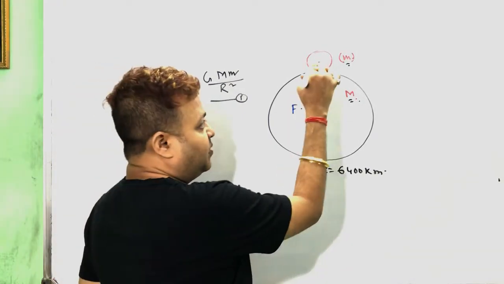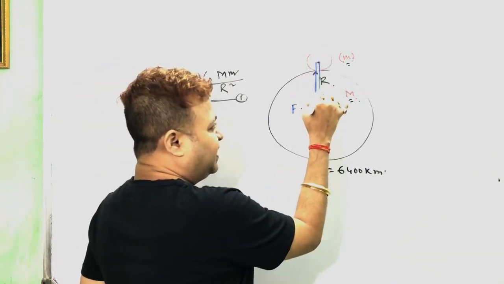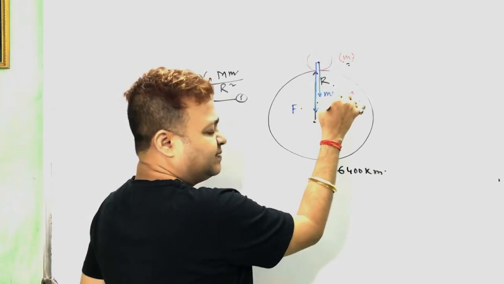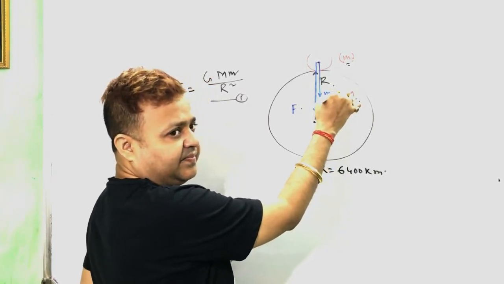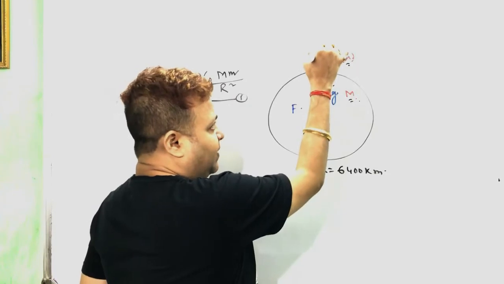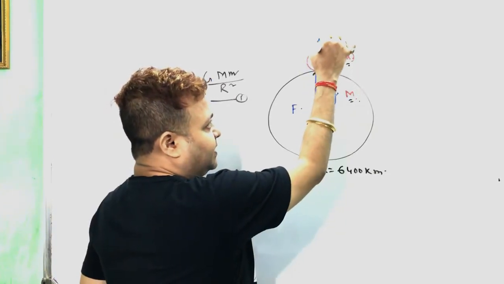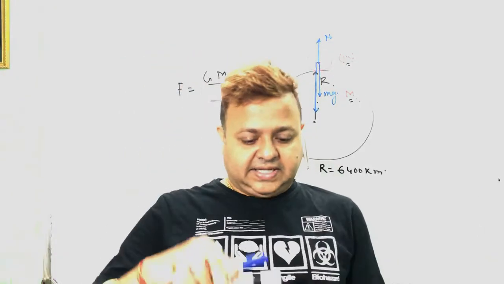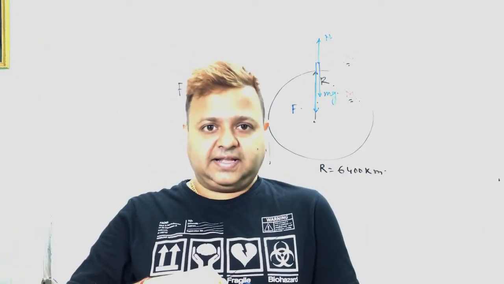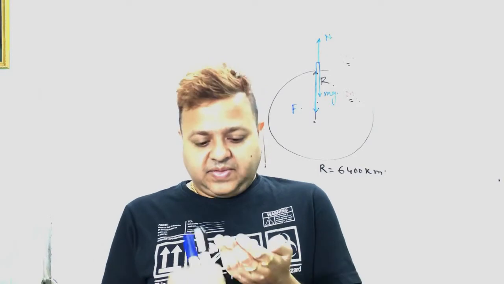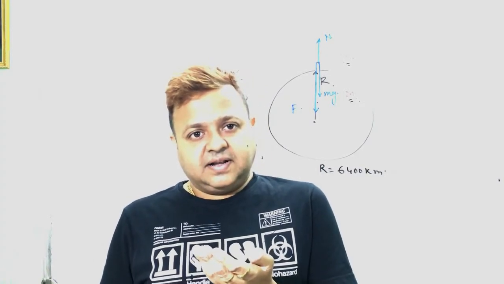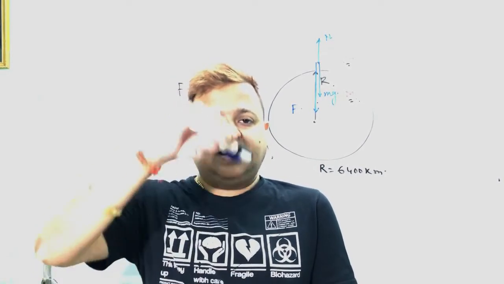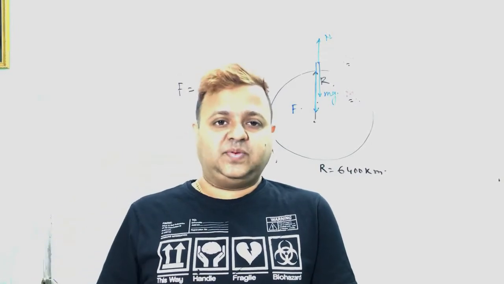Now the weight of the body, which is directed downward, mg, is the weight of the body. So what is the normal reaction, which is directed upward? When a body is placed on a surface, the weight is directed downward, and the reaction force of the weight is directed upward. This is known as the normal reaction of the body.